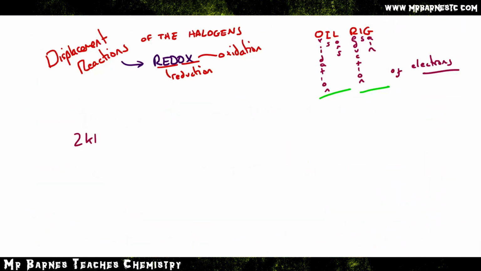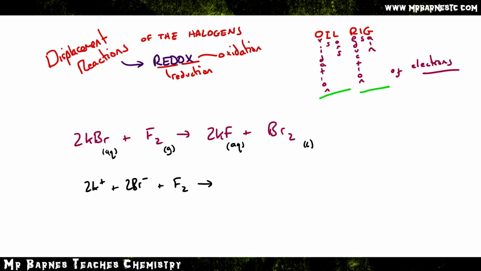If we have a look at another example, 2KBr plus F2 goes to 2KF plus Br2. Again, potassium bromide is aqueous, fluorine is a gas, potassium fluoride is aqueous, and bromine is a liquid. So I write my ionic equation, which is 2K+ plus 2Br- plus F2 goes to 2K+ plus 2F- plus Br2. I remove anything that's the same on both sides, which again is my potassiums, and that leaves me with 2Br- plus F2 goes to 2F- plus Br2.